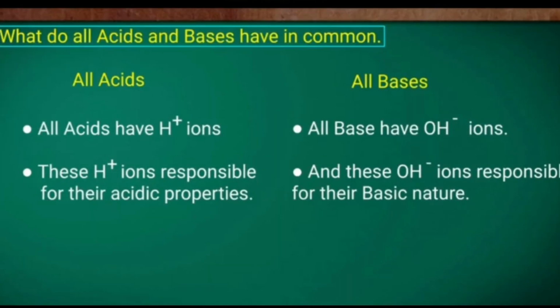Next, we can see what is common in both acids and bases. First, all the acids have H plus ion, you know from the previous part, and in the base case all bases have hydroxide ion. In acids, the H plus ions are responsible for their acidic properties. Here, more H plus ion means more acidic properties, and more OH minus ion, means hydroxide ions, means more basic, means strong base.